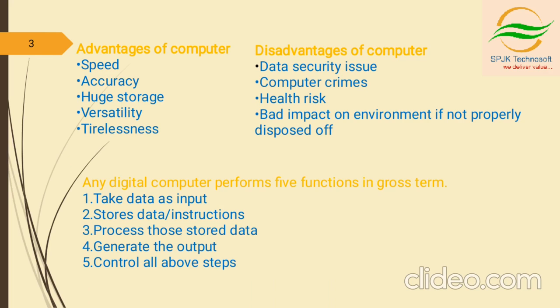Advantages of the computer. First of all, speed. It can work much faster than a human. Next advantage is accuracy. It can give exact results. Next, huge storage. We can store a large amount of data in the computer. Next, versatility. Its ability to adapt to many different functions. We can perform many different functions in the computer. Tirelessness. It shows great effort in whatever operations are performed.